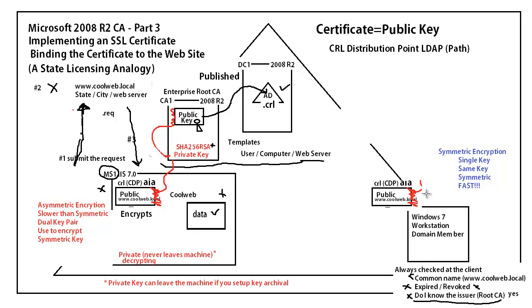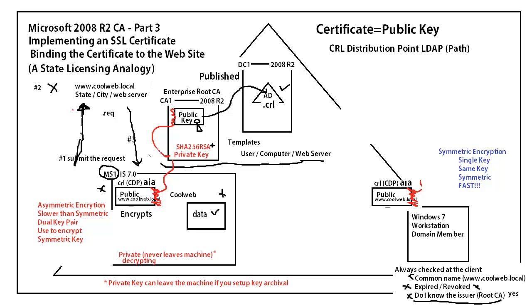Now the AIA is not quite as important because I already know who the issuer is. The AIA is a really difficult thing to understand. It stands for Authority Information Access, and all it means is that we know who the issuer is. I already have a copy of the root CA certificate, so the AIA is good. I don't really have to worry about it.